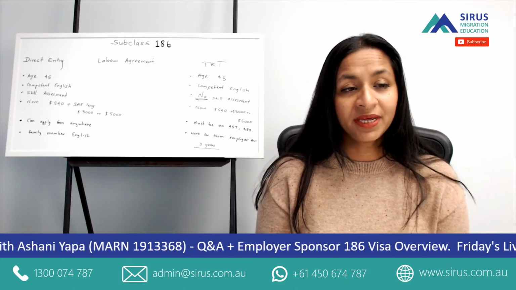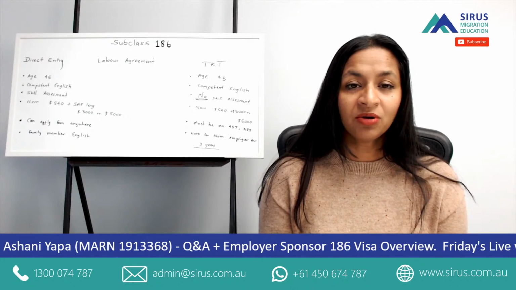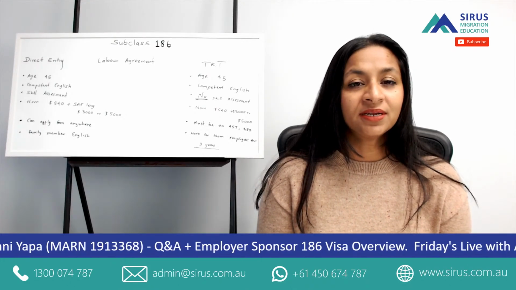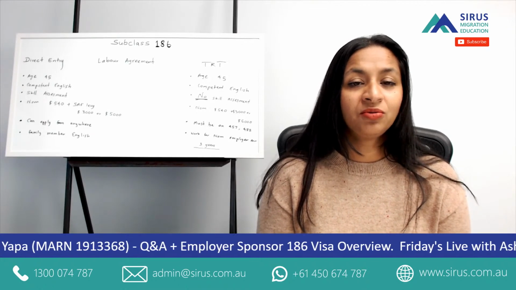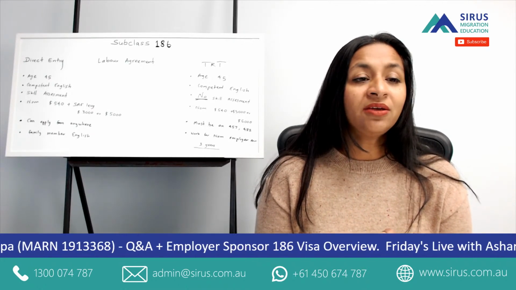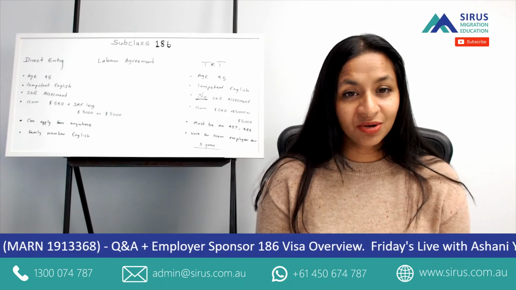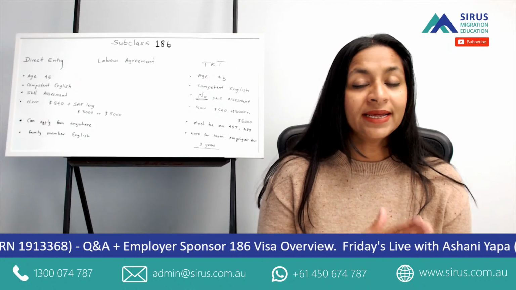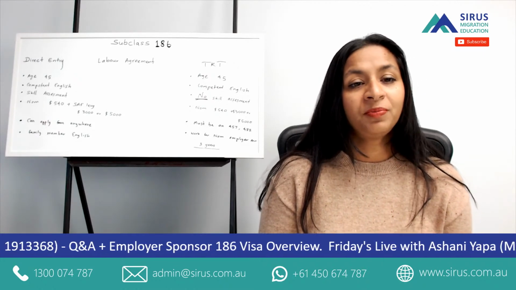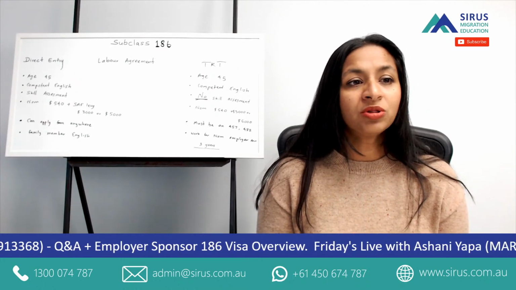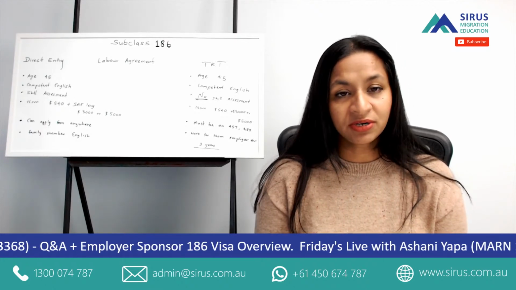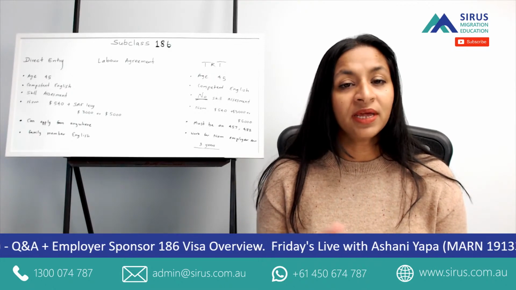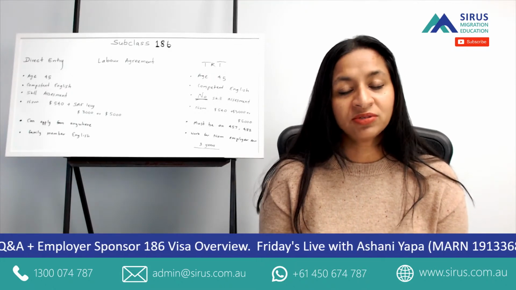Apart from the application fee, are there any fees for the employer? Yes, there is the SAF levy. It's a labor levy that they have to pay, which depends on the employer's turnover. If an employer has turnover of less than 10 million, they have to pay $3,000, both under the direct entry and TRT stream. If the turnover is above 10 million, then the employer has to pay $5,000.